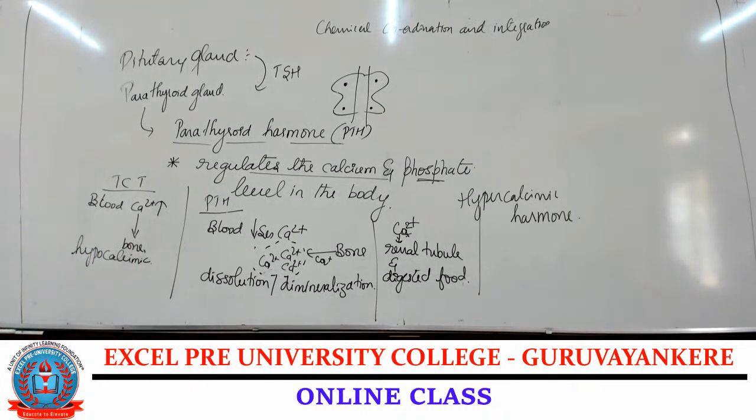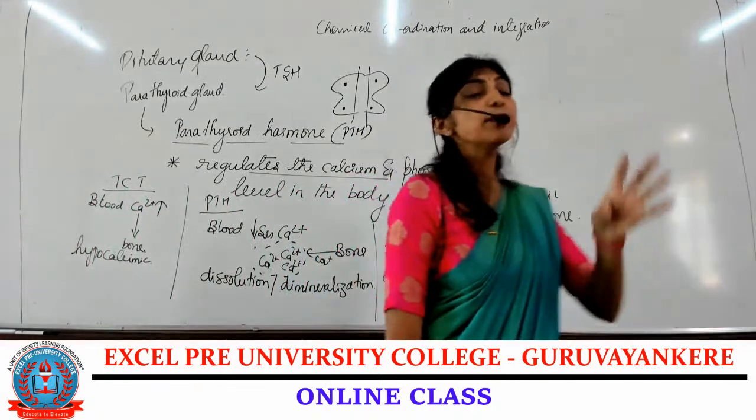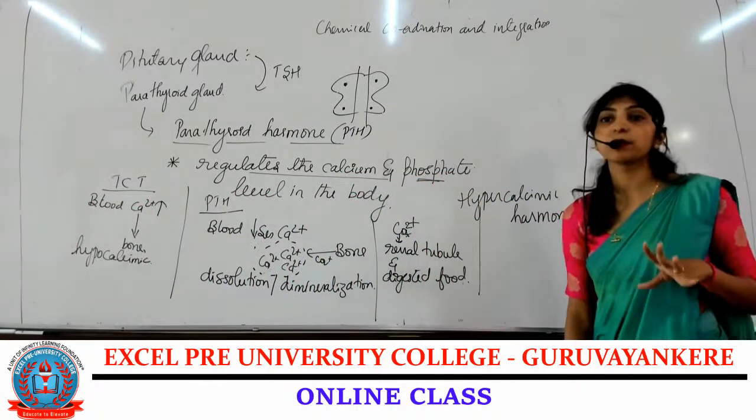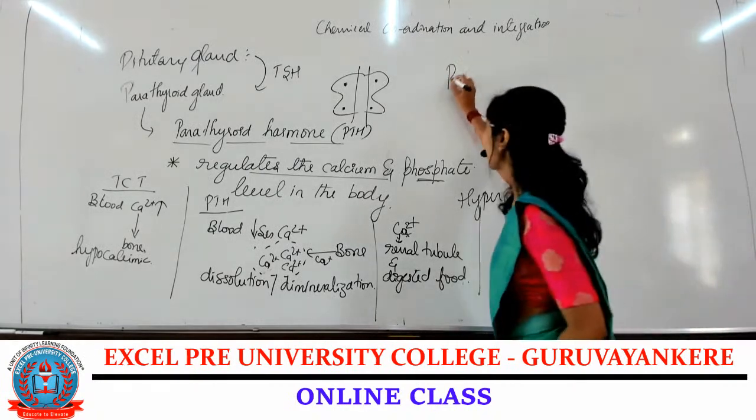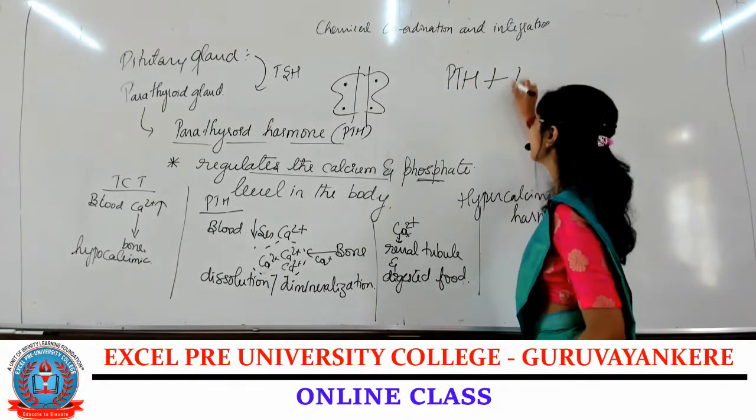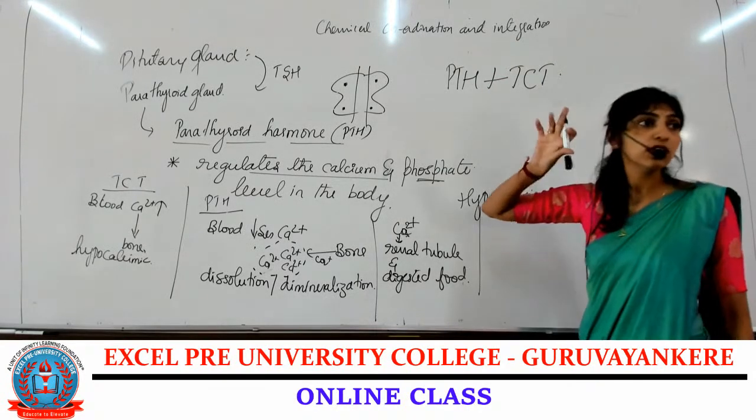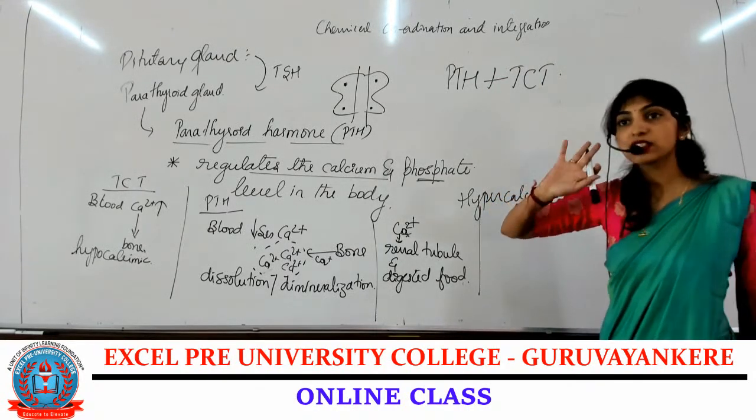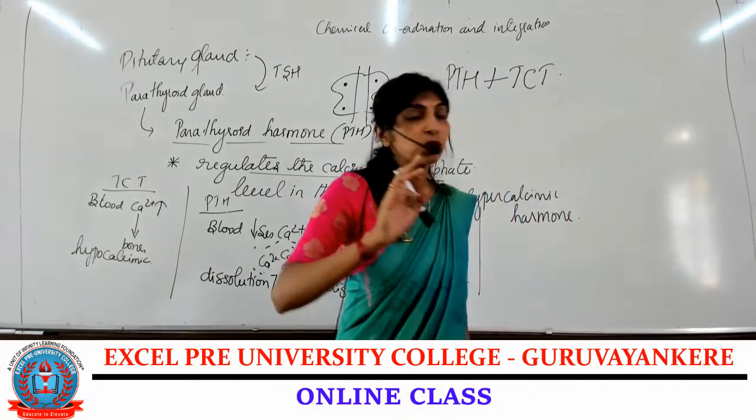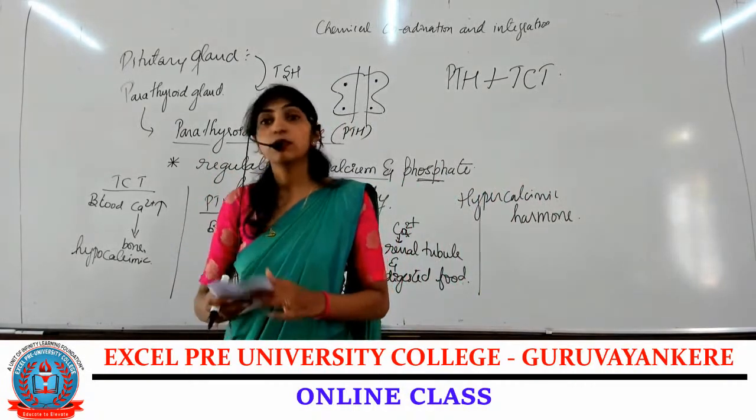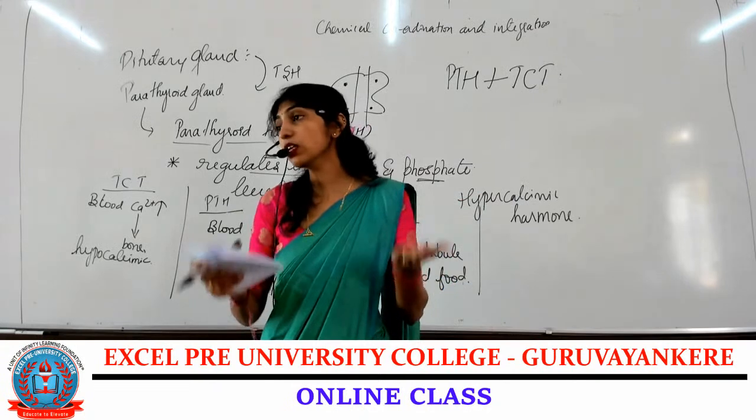This is about the parathyroid hormones. In the exam, if they ask which hormones help in calcium metabolism, you have to answer parathyroid hormone plus thyrocalcitonin. If you write only one, it is not correct; it is just half marks. You have to mention both parathyroid hormone and thyrocalcitonin.